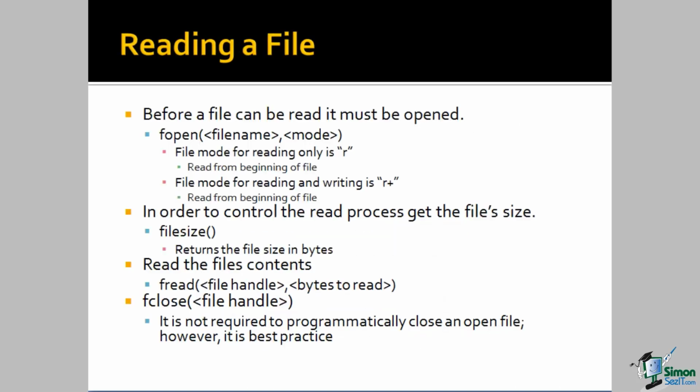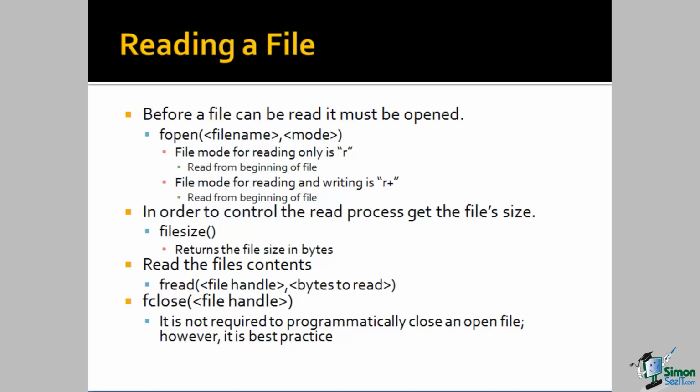Well, before we can read a file, we need to create what's referred to as a handle to the file. To do that, we call the fopen function, and we pass it the fully qualified path to the file and identify to the function fopen what mode we want to use for reading the file. We can use R for just reading from the beginning of the file sequentially, or we can use R+, which tells the fopen function to open the file for reading and writing.